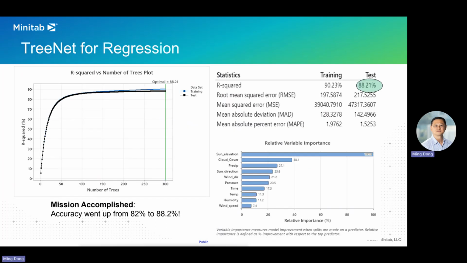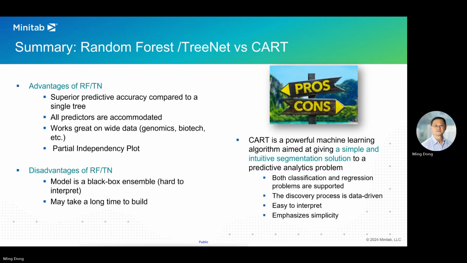Okay, so we can try TreeNet regression. It's 88.2, so again it's increased from CART's 82 to TreeNet's 88.2. This is a big jump, and sun elevation is going to be the key driver. So we have regression and classification problems, and we can handle them all with CART, with TreeNet, and with random forest.